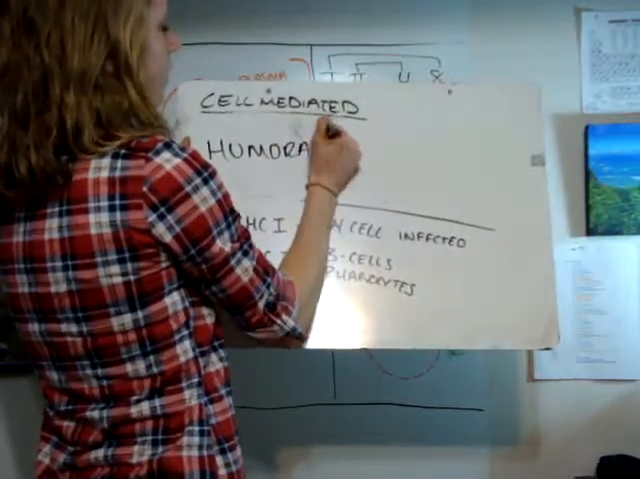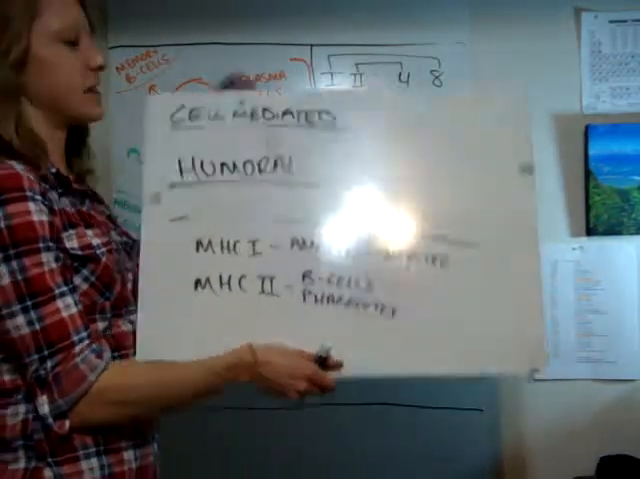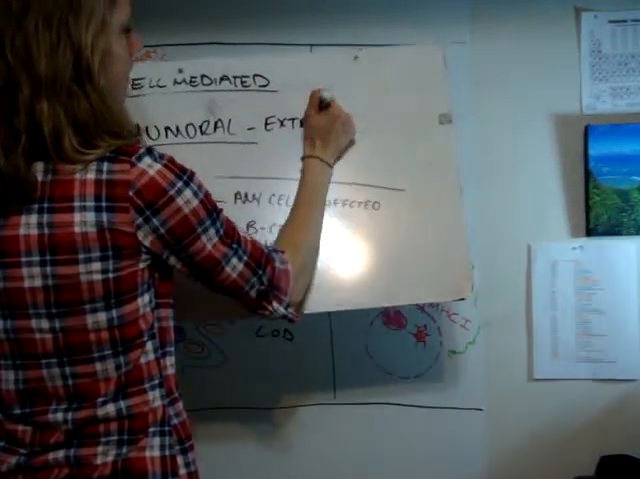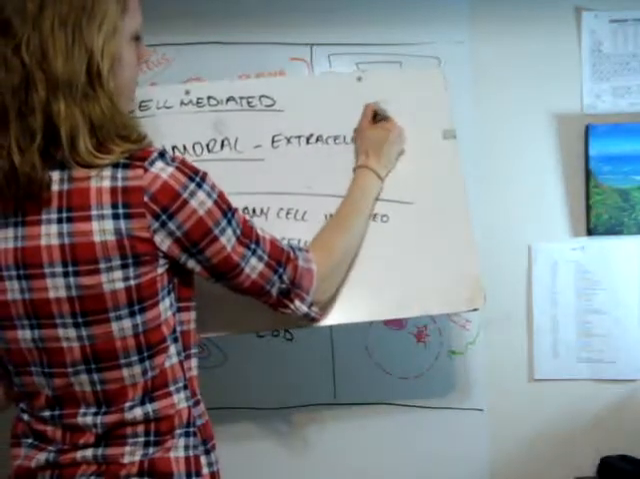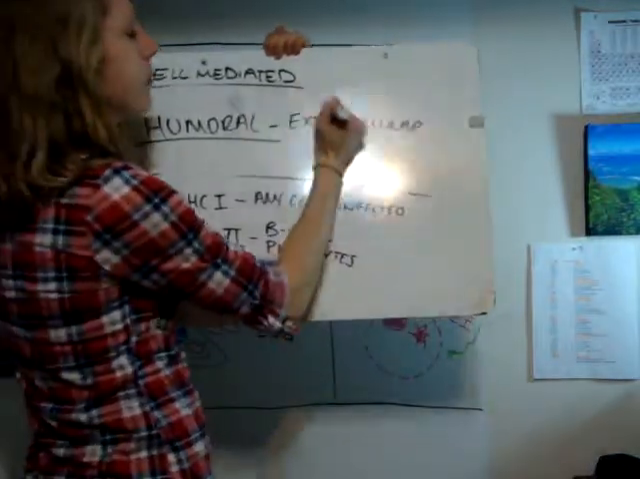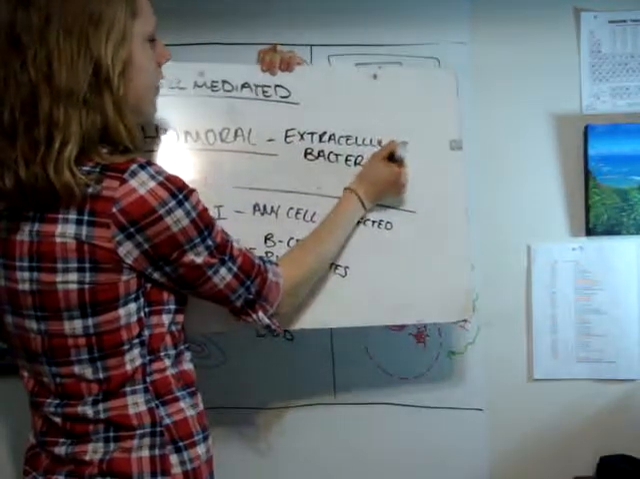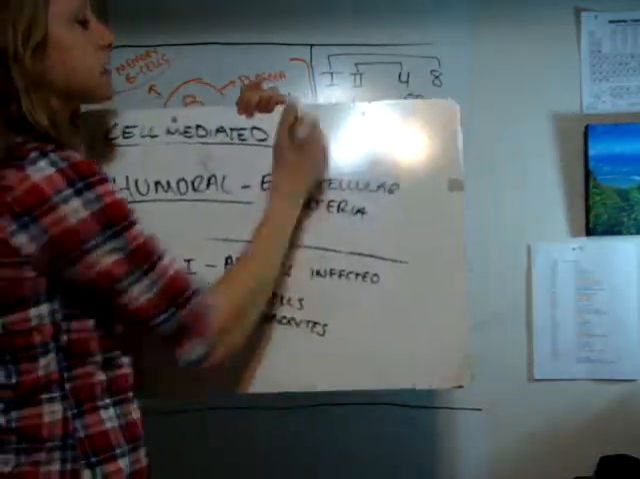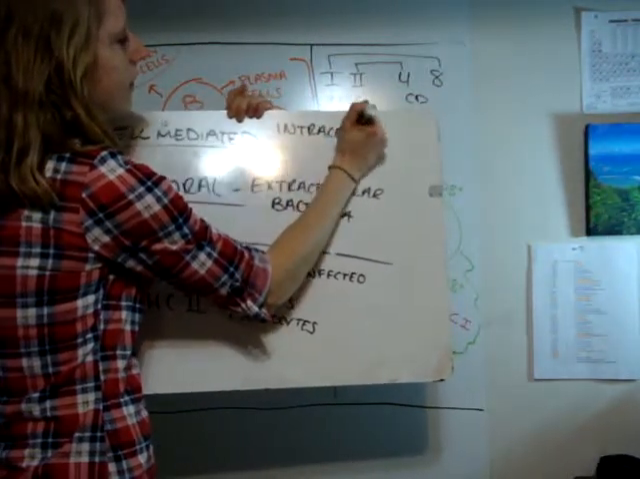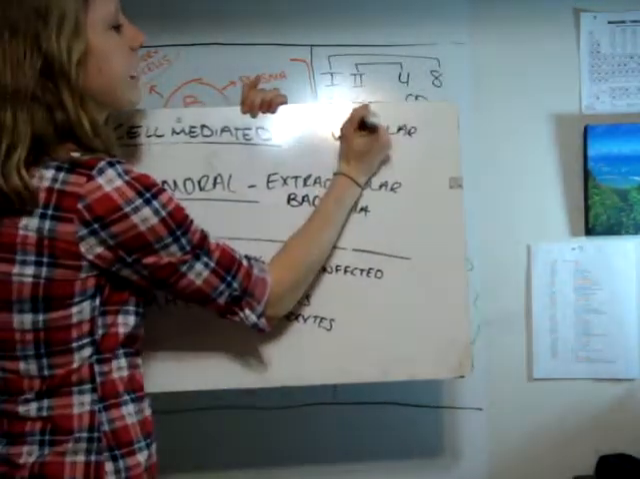Cell-mediated and humoral. Humoral is B cells and antibodies. Antibodies attack things that are outside of your cells. So we say humoral is for extracellular pathogens. And which pathogens are usually extracellular? Bacteria. Bacteria, for the most part, don't enter your cells. Cell-mediated, we say, is better against intracellular pathogens. And what is the most common intracellular pathogen? Those are viruses.